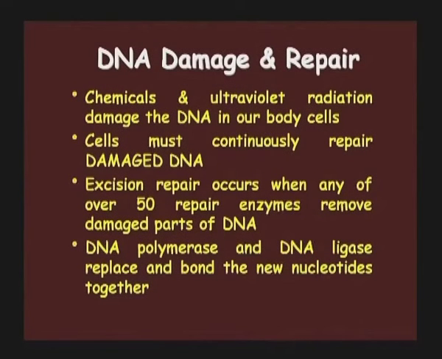DNA damage and repair occur because chemicals and ultraviolet radiation damage the DNA in our body cells. Cells must continuously repair damaged DNA. Excision repair occurs when any of over 50 repair enzymes remove the damaged part of DNA, and DNA polymerase and DNA ligase replace it and bond the new nucleotides together.